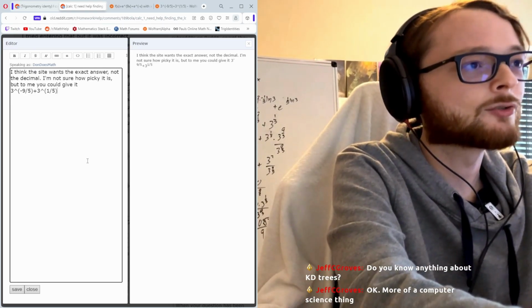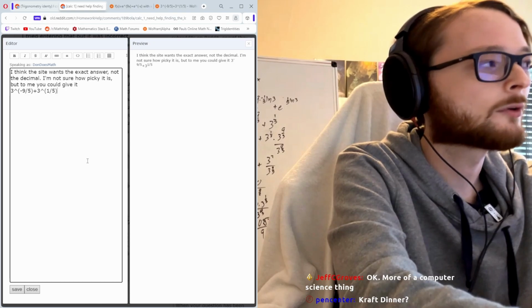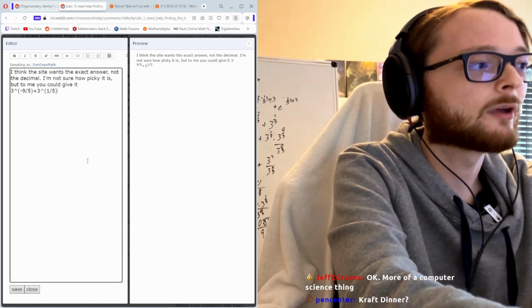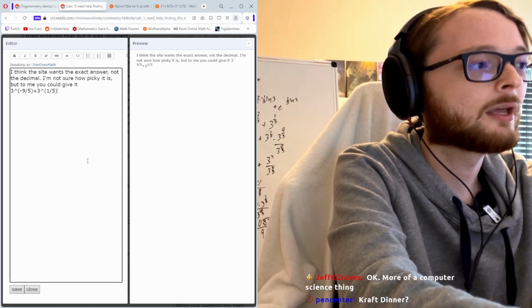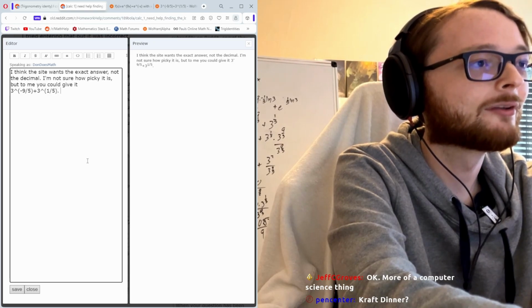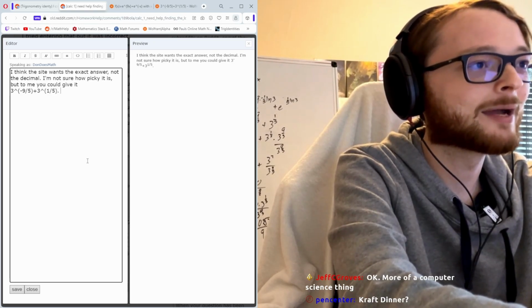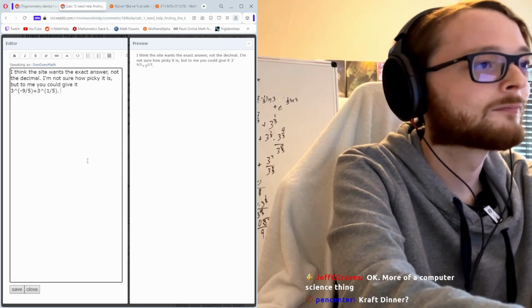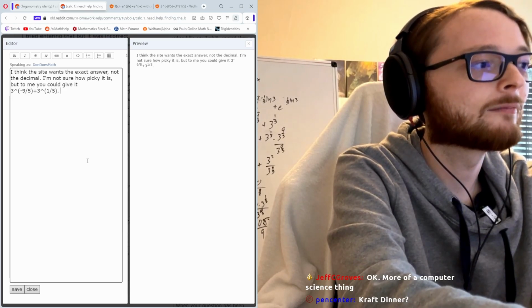Yeah, I've heard of binary trees. I worked a little bit with them in my computer science classes, but not a KD tree. Kraft Dinner, that's probably it. That's where they get the macaroni and cheese from. They pick it off the trees.